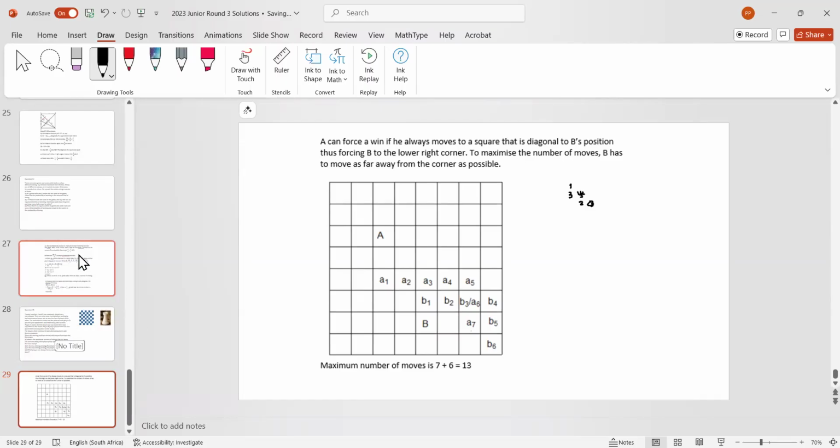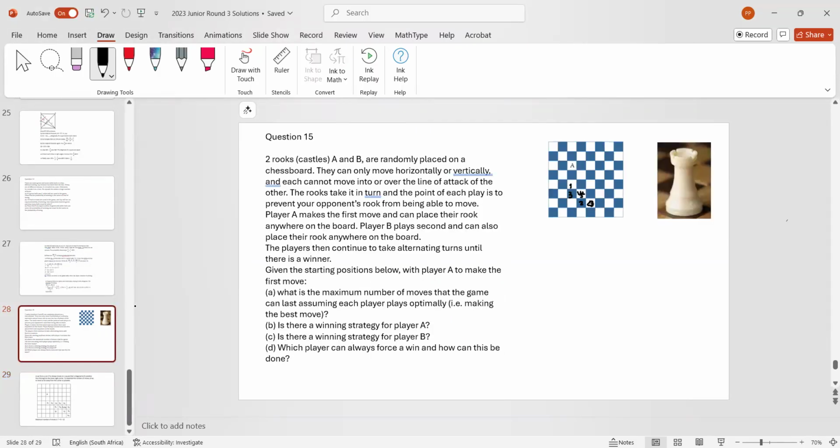So this long question here says, in this particular position where A and B are, the maximum number of moves is 13. It's a maximum because B plays optimally, right? He tries to prevent A from squeezing him into the corner. Now, is there a winning strategy for player A? As we said, you play A the way we did, and it is a winning strategy for player A.